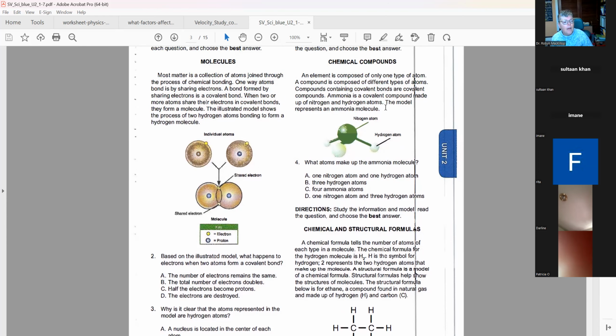All right, chemical compounds. Again, we're going to skip the reading. We were able to skip the reading over here too. This is good. What atoms make up the ammonia molecule? So here we have got a big green and 3 whites. And this is the ammonia molecule. So which one makes the most sense? D. Yep, perfect. 1 nitrogen atom and 3 hydrogen.